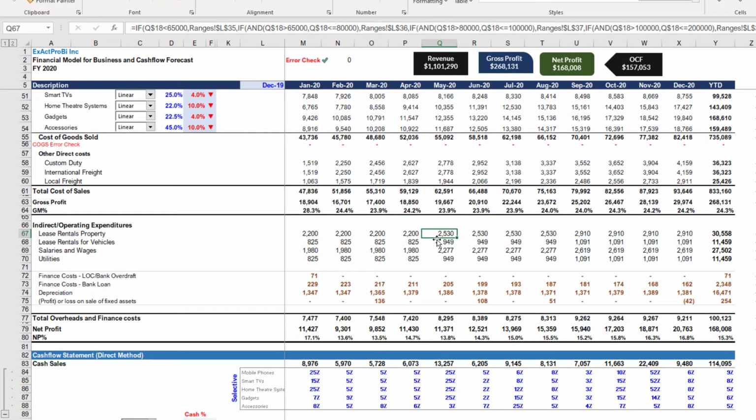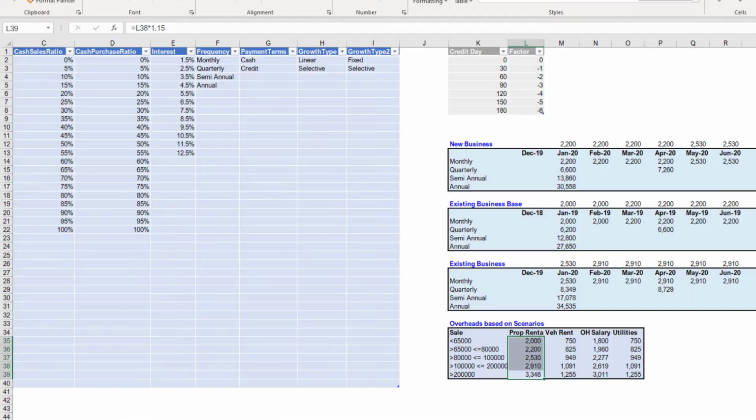But in case you have no time to go through the course, which is more than 10 hours actually, you can just use this model and you can just change this particular scenario. So it's up to you how you want to model it. So here I have kept this kind of scenario. So same with vehicle rentals, overhead, salary and utility. So this is all based on the sale.